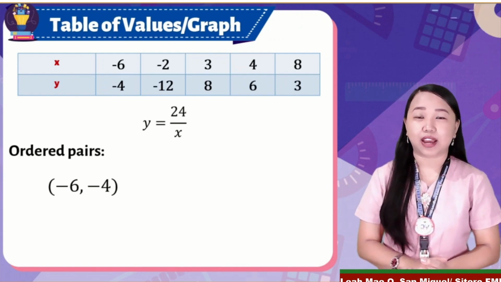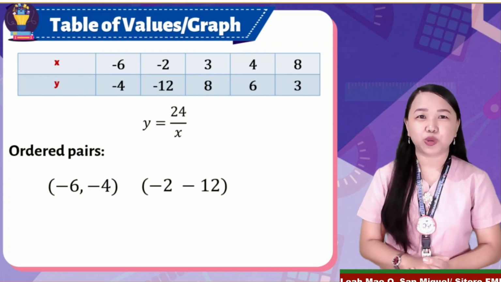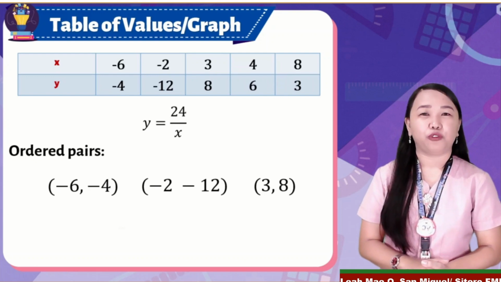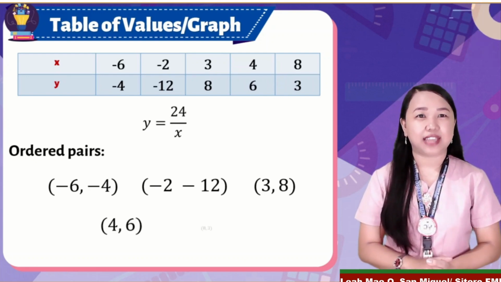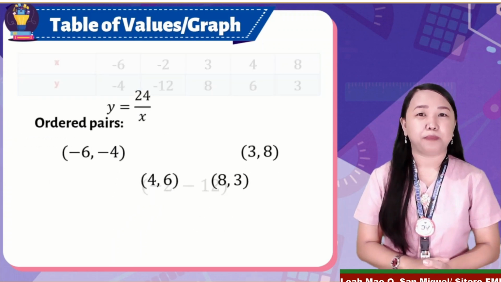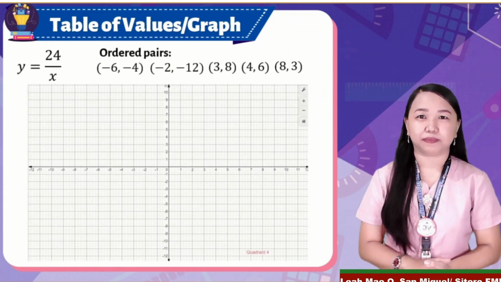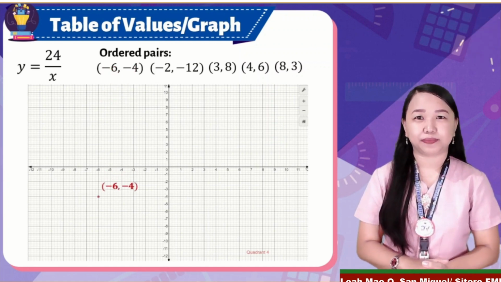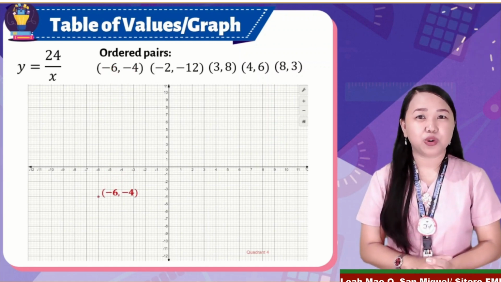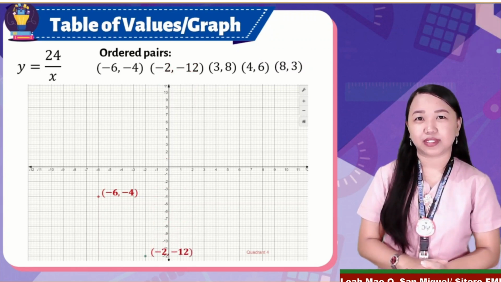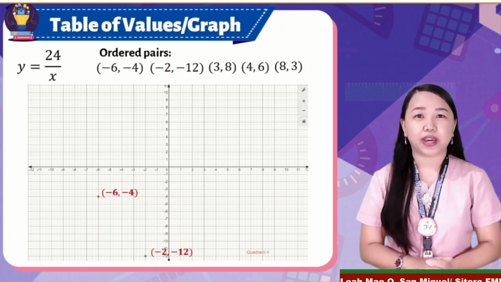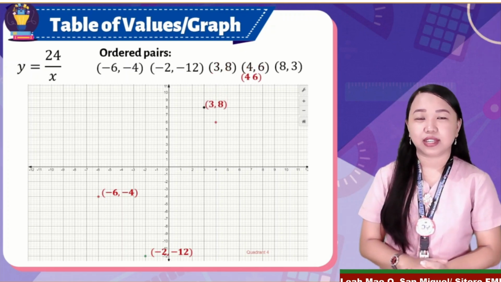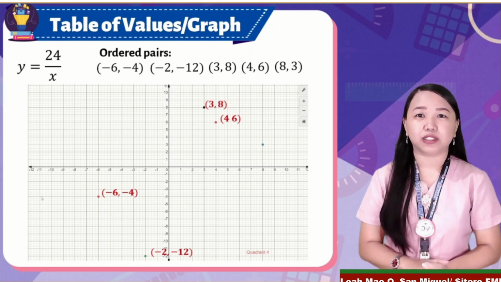Out of this table of values, we have 5 ordered pairs: (-6, -4), (-2, -12), (3, 8), (4, 6), and (8, 3). Plot the points on the Cartesian plane. We have (-6, -4), (-2, -12), followed by (3, 8), next (4, 6), and lastly (8, 3).